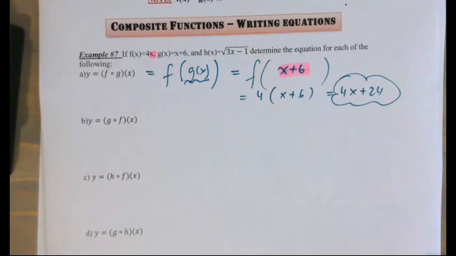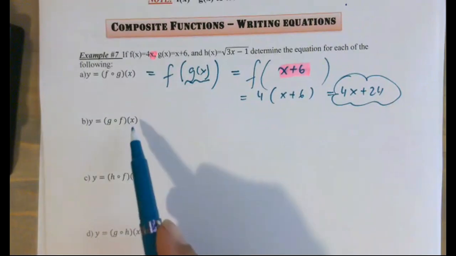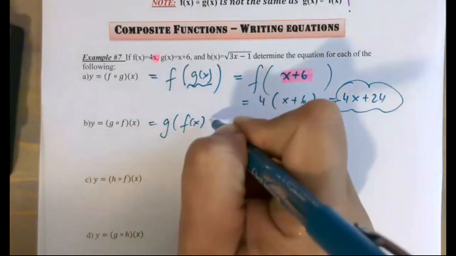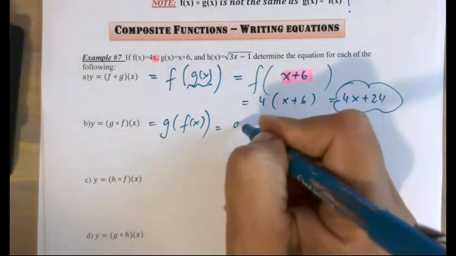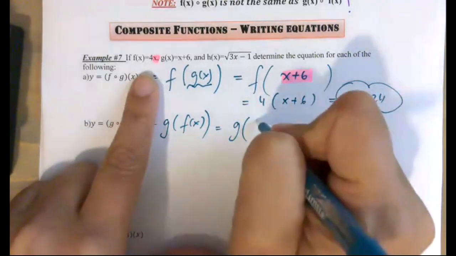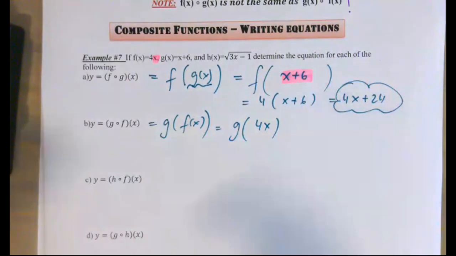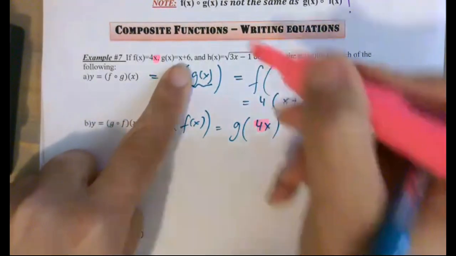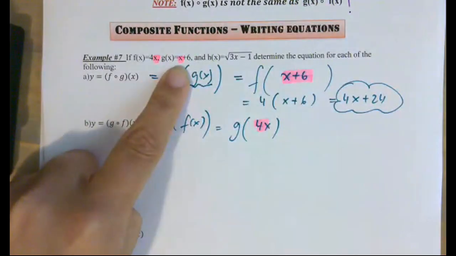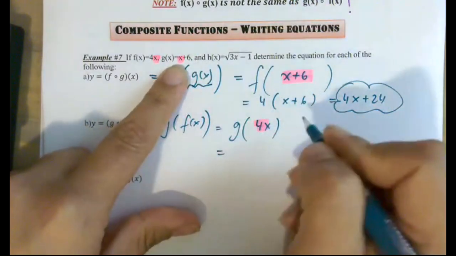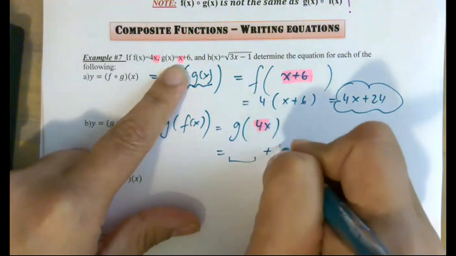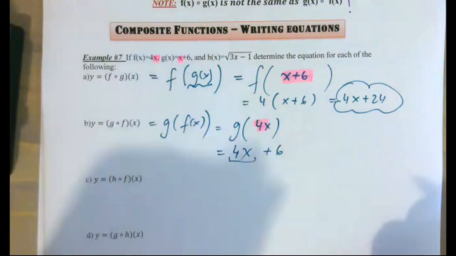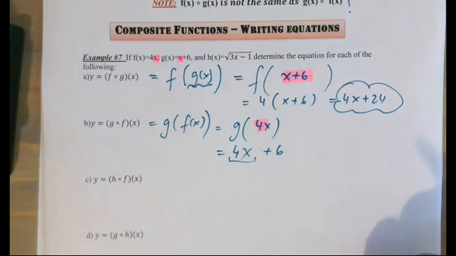Let's do the opposite to the g of f of x. So g of f of x is 4x. Everywhere you see x in the function g, the x plus 6, right there, you're going to replace it with 4x. So it's going to be something plus 6, but not x anymore, the new input, 4x. And we're done with this one, 4x plus 6.